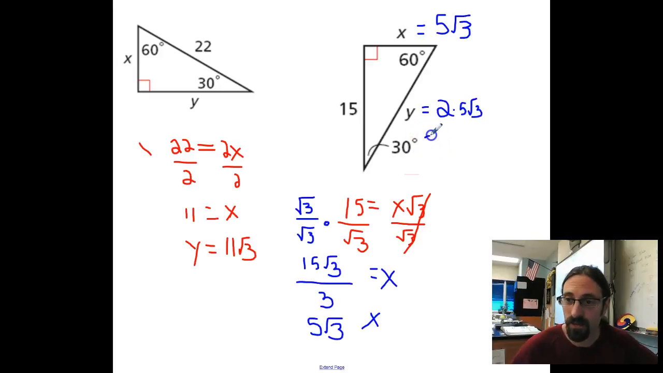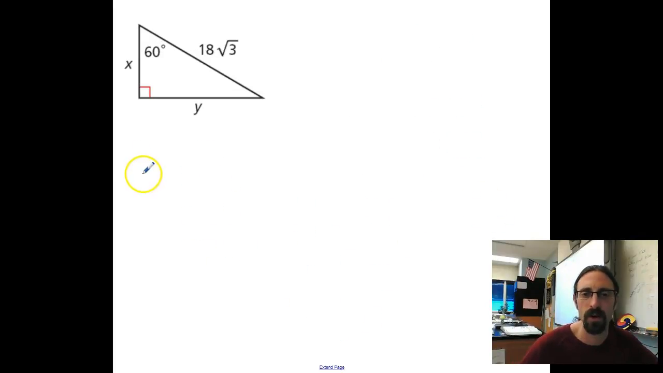You know what? I can simplify that. What's 5 times 2? 10. So that means my hypotenuse is 10 times the square root of 3. All right, I might have another example here for you. Let's take a look. Oh, I do have one more example, and then a couple of other things. On this one, you see that I give you the hypotenuse. Okay, well then, if the hypotenuse is 18 square roots of 3, x is half of that.